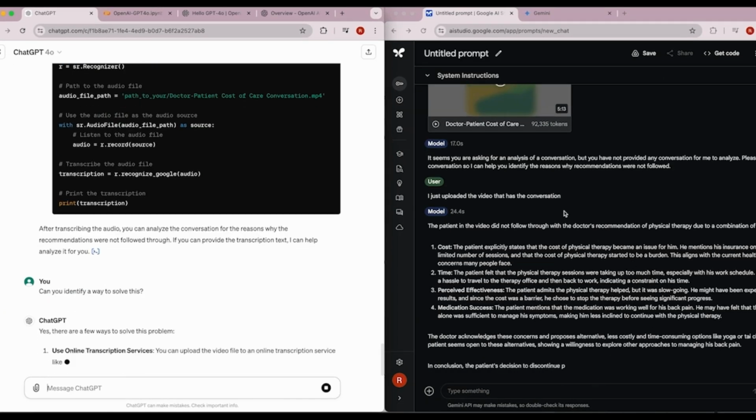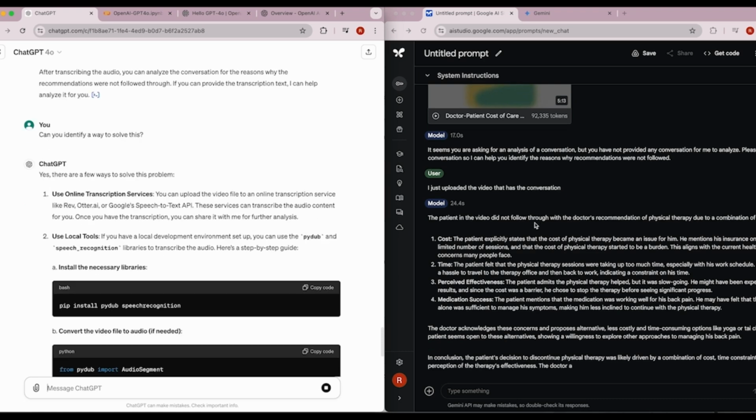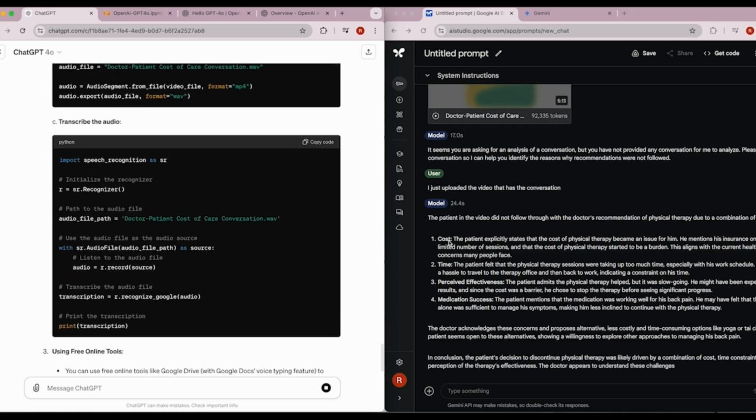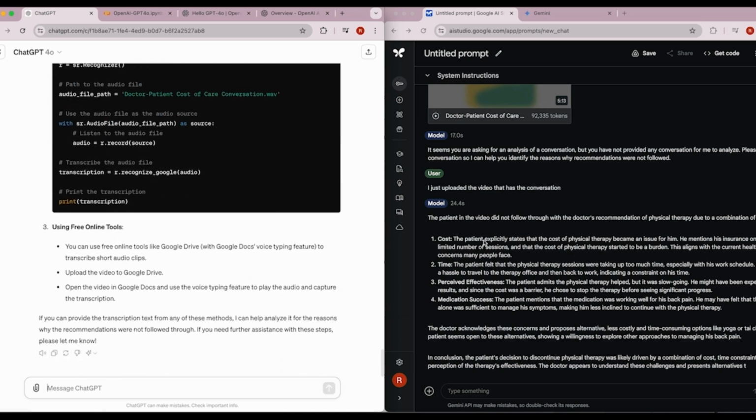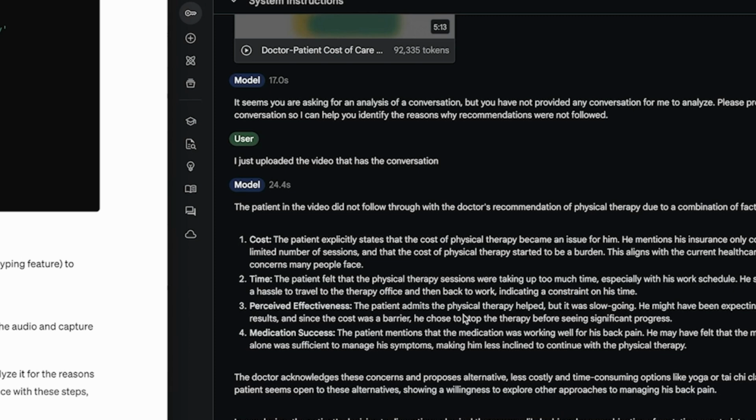As you can see on the Gemini side, it has identified some of the factors. I saw the video and I know they mentioned the cost was one of the factors. The patient mentioned it explicitly. Also the time, perceived effectiveness, because he was feeling physically well, so he stopped doing it, and medication success. Gemini seems to have done a very good job identifying the video and coming up with a very good answer.